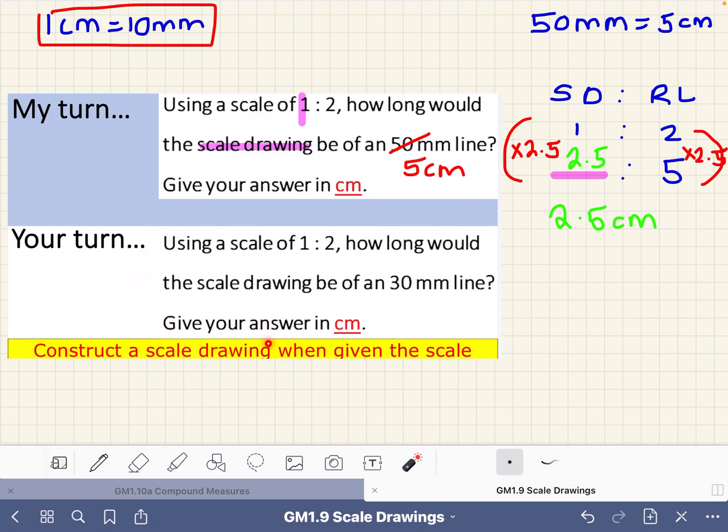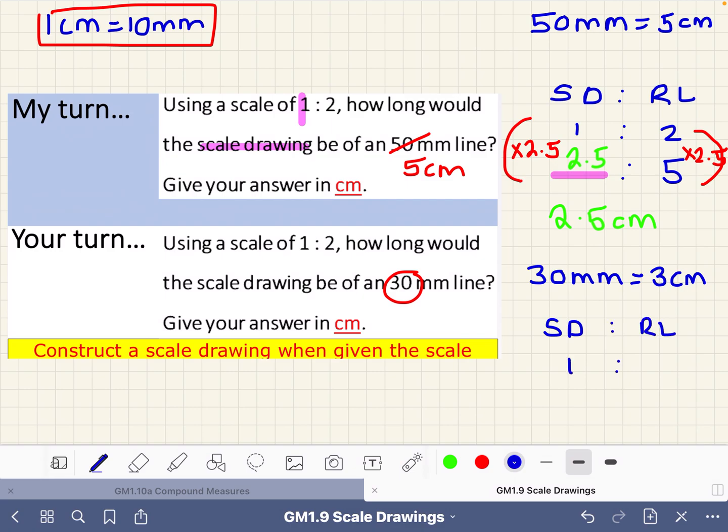Press pause while you try this question here. So our first step is to identify the measurement for the 30 millimetres. So our 30 millimetres is equal to 3 centimetres. We can then go on to use our scale drawing to real life scale of 1 to 2.